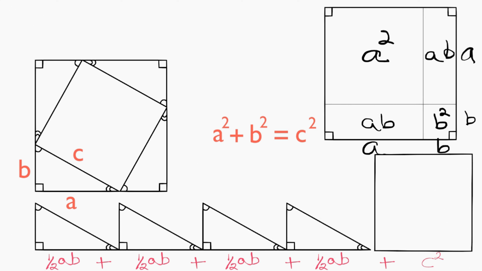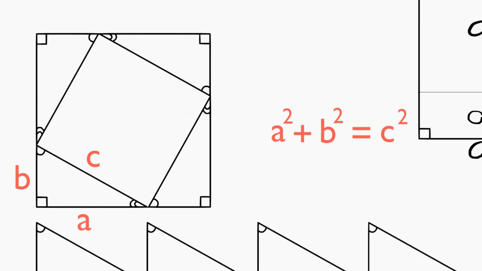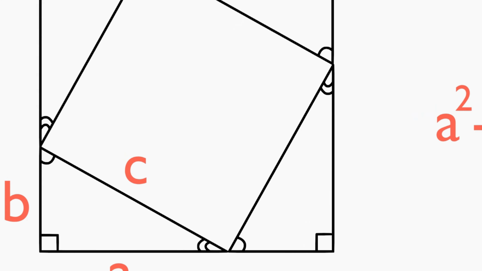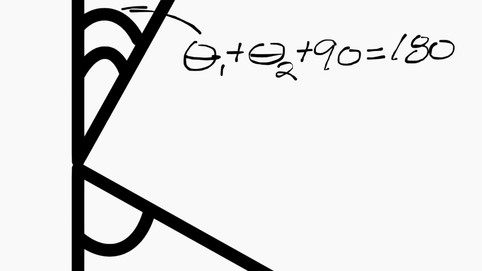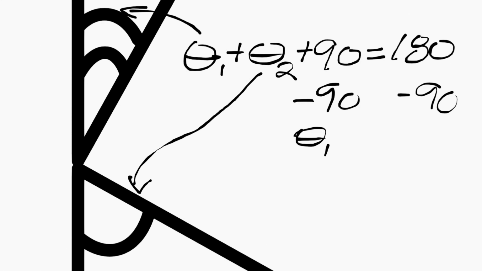It certainly looks like a square, but pictures can be misleading, so we really need to show that this is in fact a square. If we can show that this is a square, then we'll have everything we need to prove this theorem. Let's zoom in on all the edges of where our square and our triangles intersect. Since our triangle is a right triangle, we know that the sum of the interior angles is 180 degrees, and we know that theta 1 plus theta 2 plus 90 equals 180, which means that theta 1 plus theta 2 equals 90.